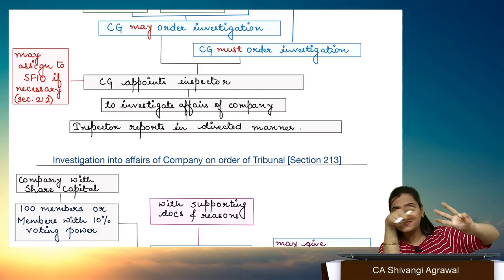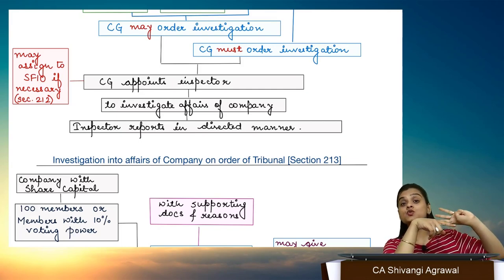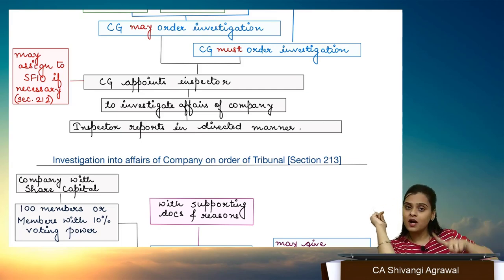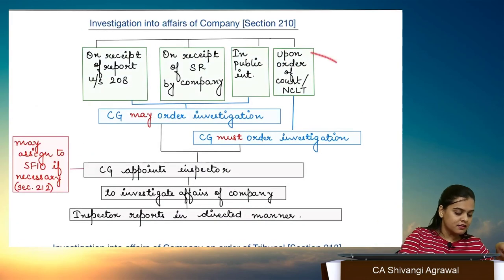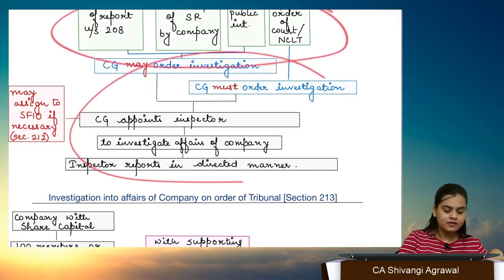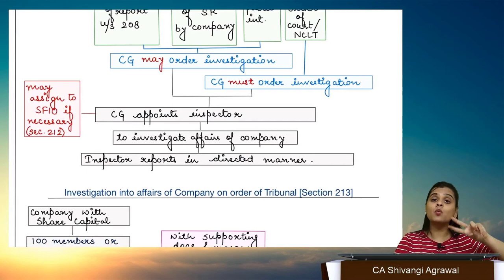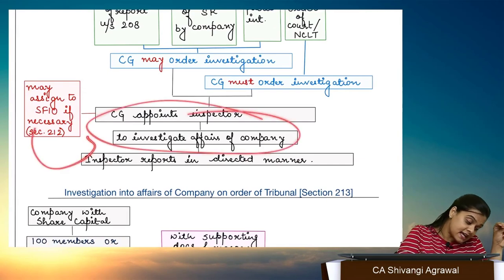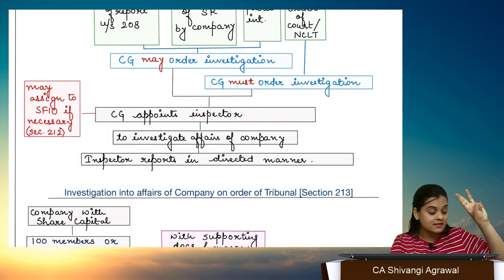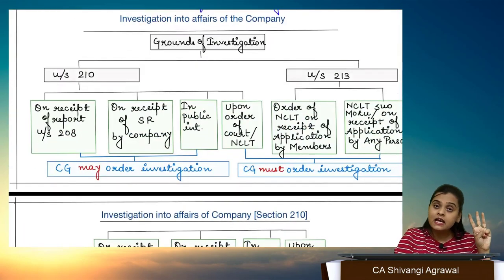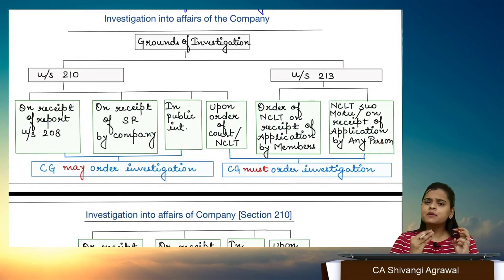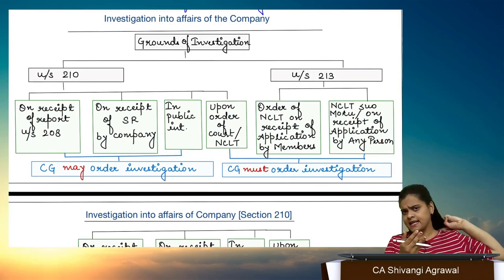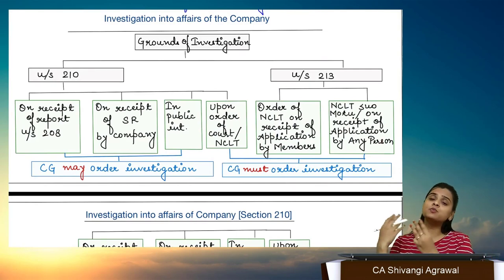I told you there are three sections of investigation into affairs of the company. One is 210, where there are four grounds on which CG orders investigation. Second is 212, where CG assigns the case to SFIO. And third is 213, where members don't go to CG by passing an SR, but rather some eligible members go to NCLT and file a complaint.